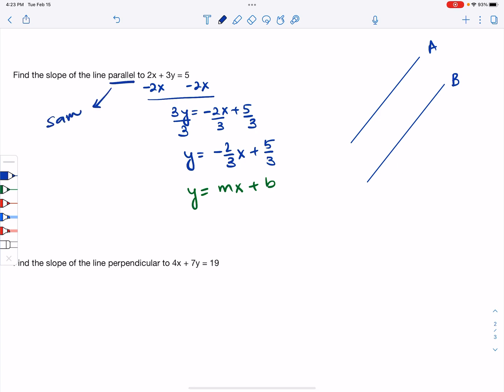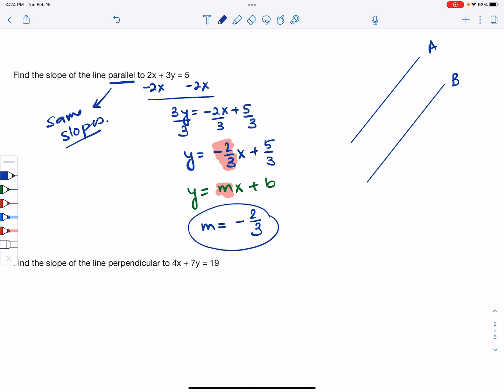have same slopes, okay? So what that means is that if you can determine the slope of this line, which is what we did right now, see? And that is the same as the slope of the line parallel to it. So therefore the answer is m is equal to negative 2 over 3. All right?